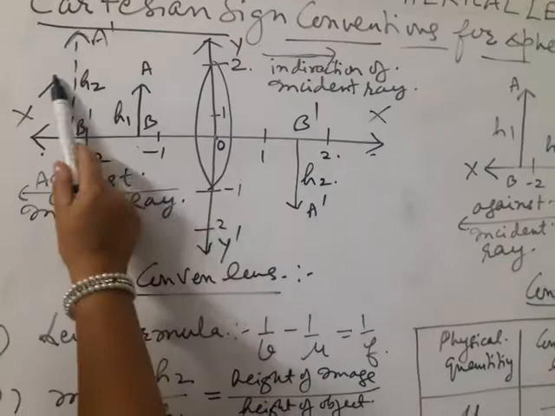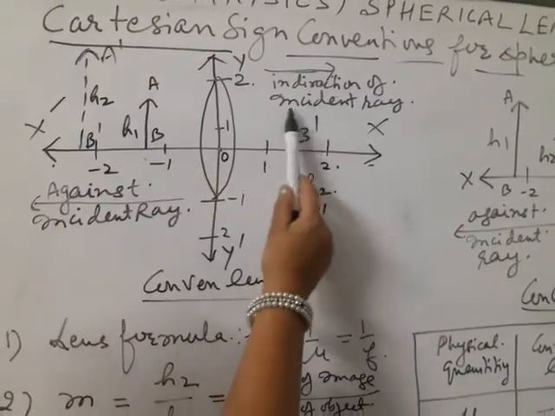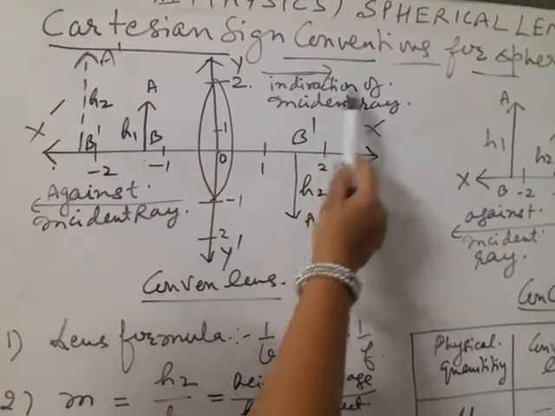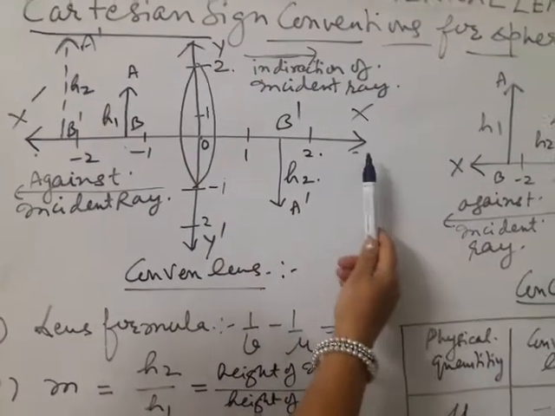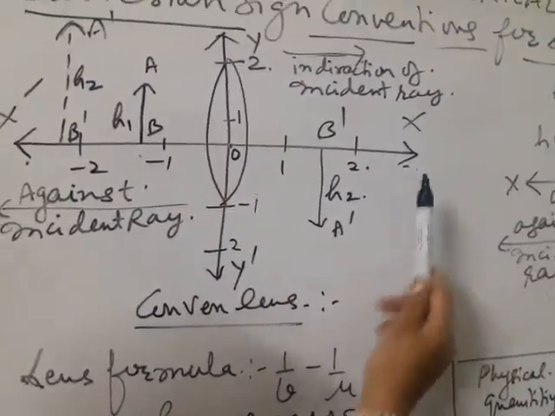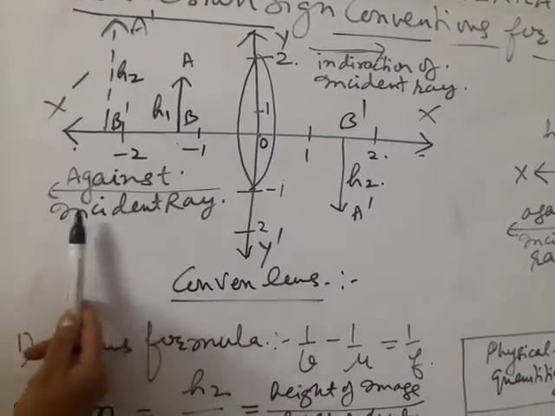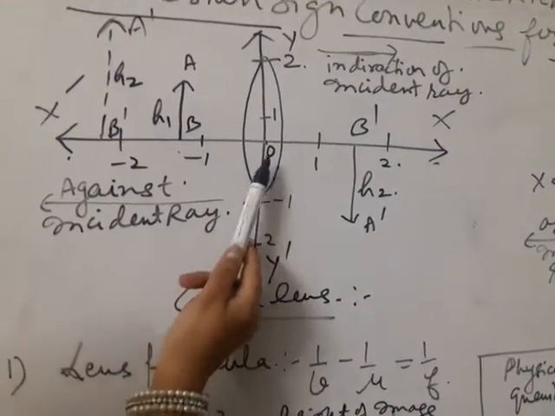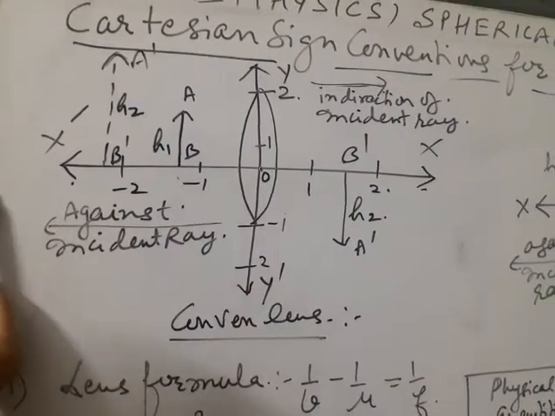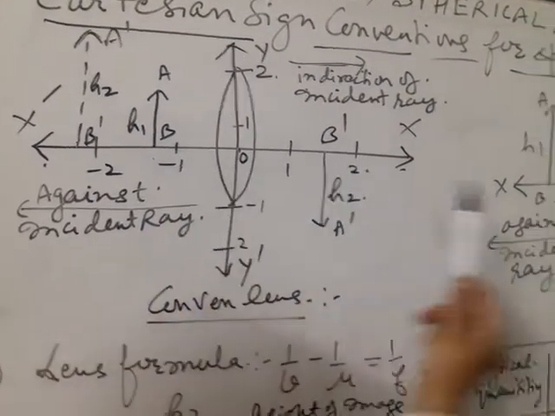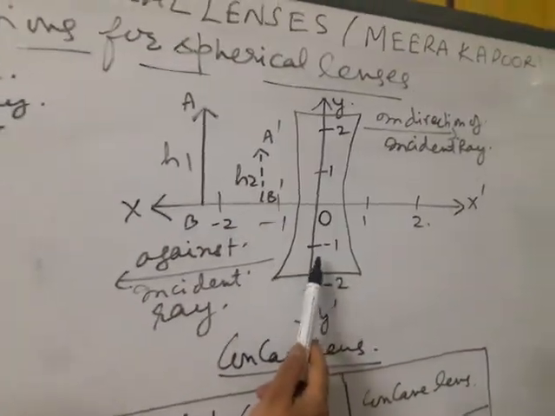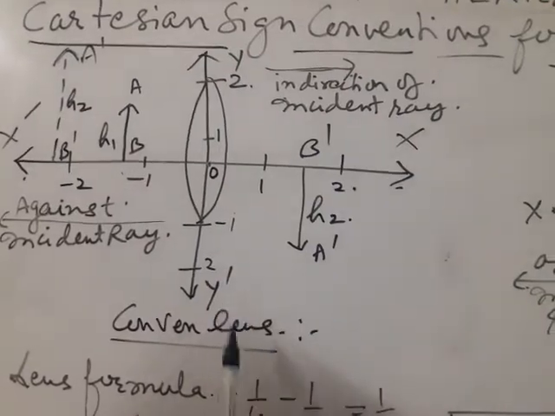Third point is all distances in direction of incident ray, that is on right hand side, are taken as positive, and all distances against incident ray, that is from optical center to left hand side, are taken as negative in both the lenses, in concave lens as well as in convex lens.